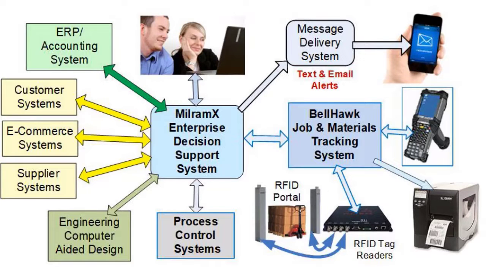Knarrtek also uses its Millramex Enterprise Decision Support software to integrate these materials tracking systems with a wide range of accounting, ERP, computer-aided design, e-commerce and supply chain systems, as well as to monitor data and send text or email alerts to managers and their staff when needed.